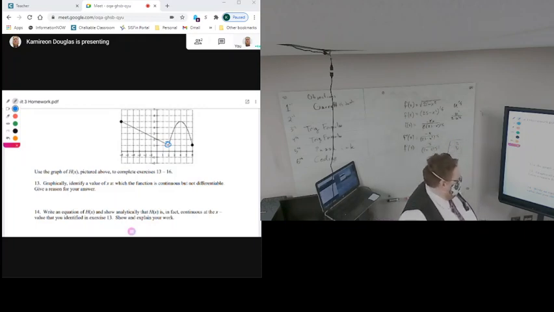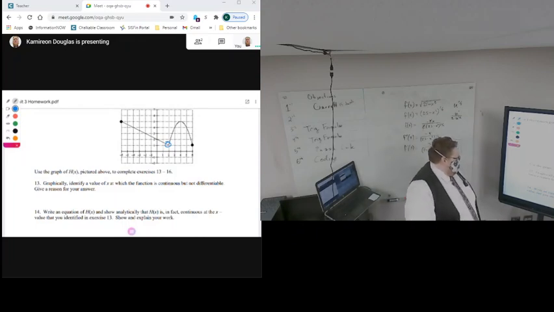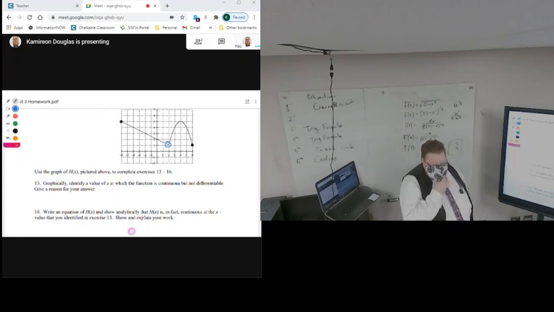14? Write an equation of h of x and show analytically that h of x is in fact continuous at x values that you identified in exercise 13. Show and explain. So this is a piecewise function. And so I would just do it as 2 pieces. The left-hand piece is a linear equation. I'd use a couple points to find the linear equation for it. The right hand looks like a quadratic, which it is. And so I use that to find the other one.